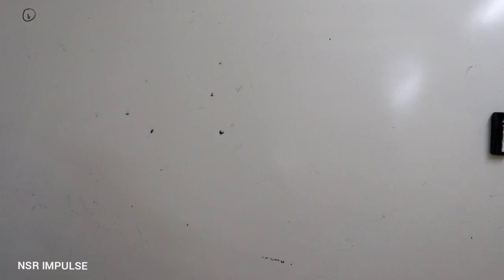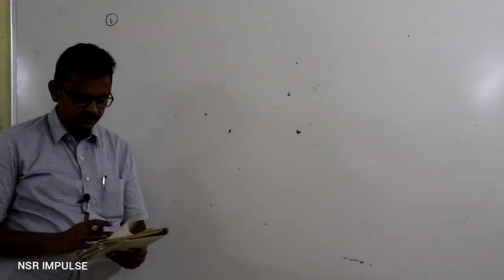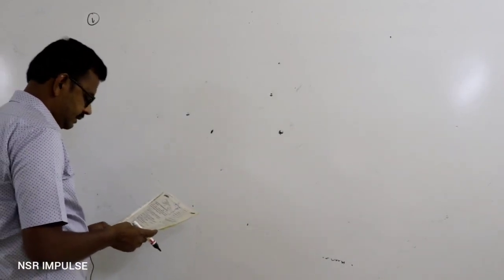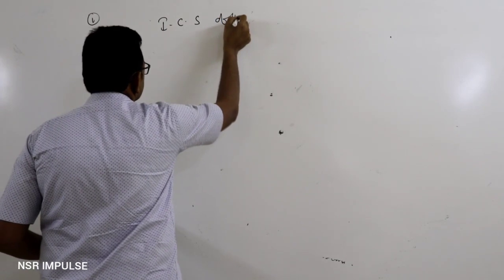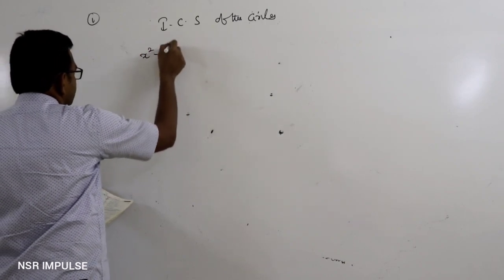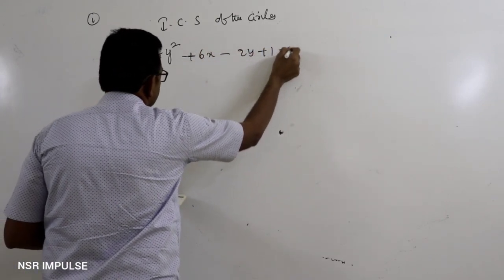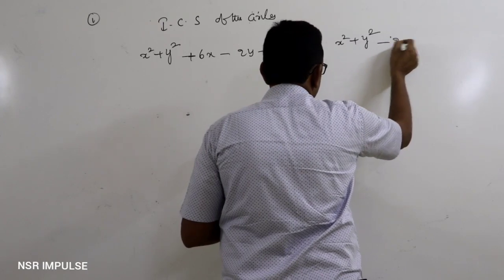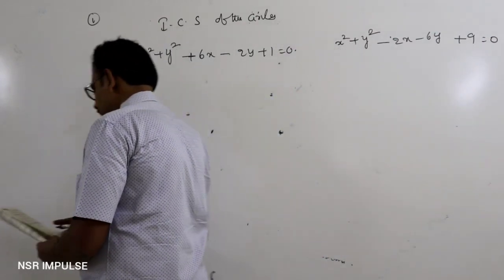Next one. Find the internal center of similitude of the circles x square plus y square plus 6x minus 2y plus 1 is equal to 0, and x square plus y square minus 2x minus 6y plus 9 is equal to 0.